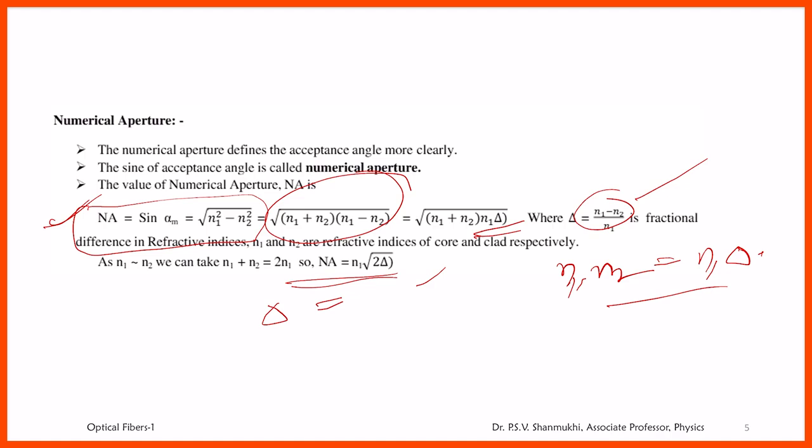There is another formula for this NA. The initial formula: NA is equal to root over N1 square minus N2 square. And another formula in terms of delta: NA is equal to N1 into root over 2 delta. So this is another formula for the numerical aperture.